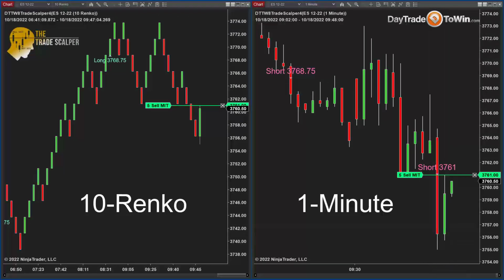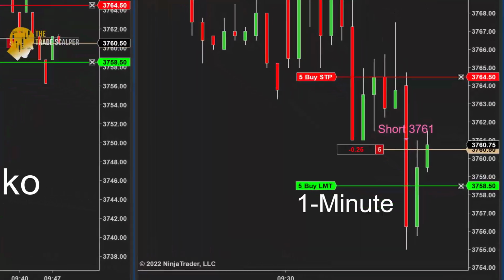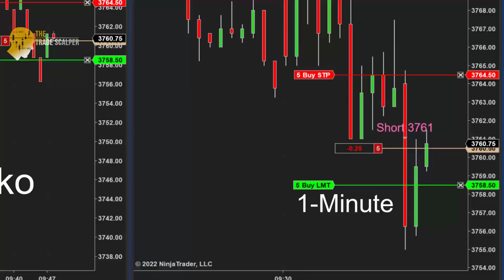So that's what I'm going to do. It would be nice to see, though, on the Renko chart also coinciding to go short. So I'm going to go short here at 37.61. Now I want a 2-point profit target, which is 8 ticks, and that would be about $100 per contract. So if you have one contract, it's $100. If you have two contracts, it's $200. If you have 5 contracts, it would be $500.